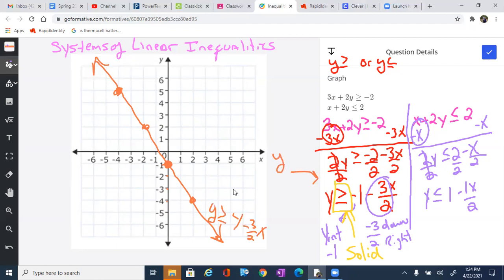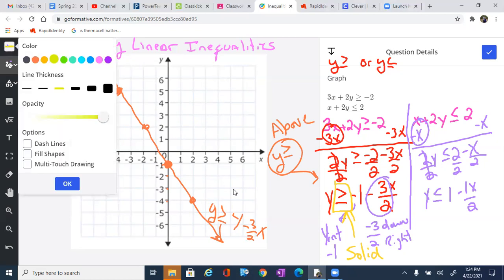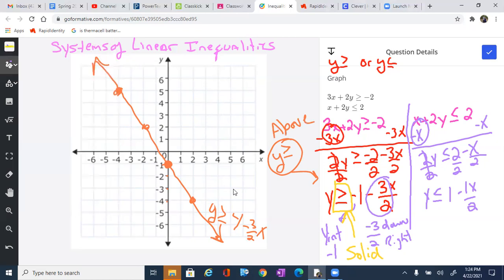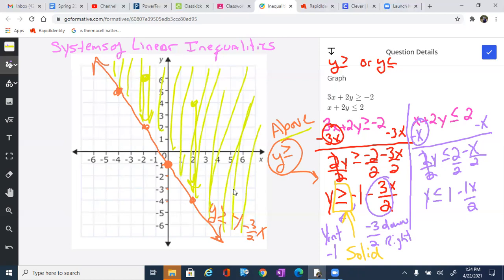Then we are going to determine, do we shade above or below? One of the things we have to remember is that if it's y greater than or equal to, if the y's are greater, we are above. So determining that we are above, all I have to do then is pick a point. Notice if I pick a point here, it is above the line. If I pick a point here, it is above the line, and that's what we are looking for. So I'm going to shade everything that is above that line.